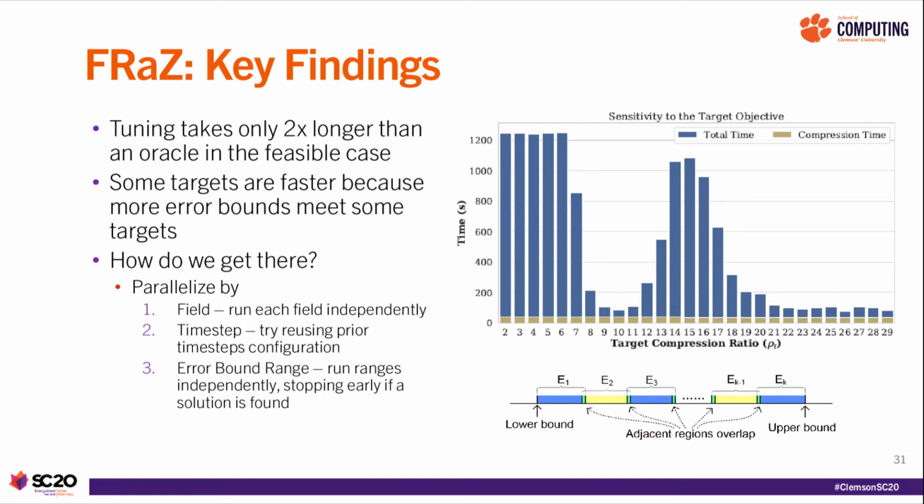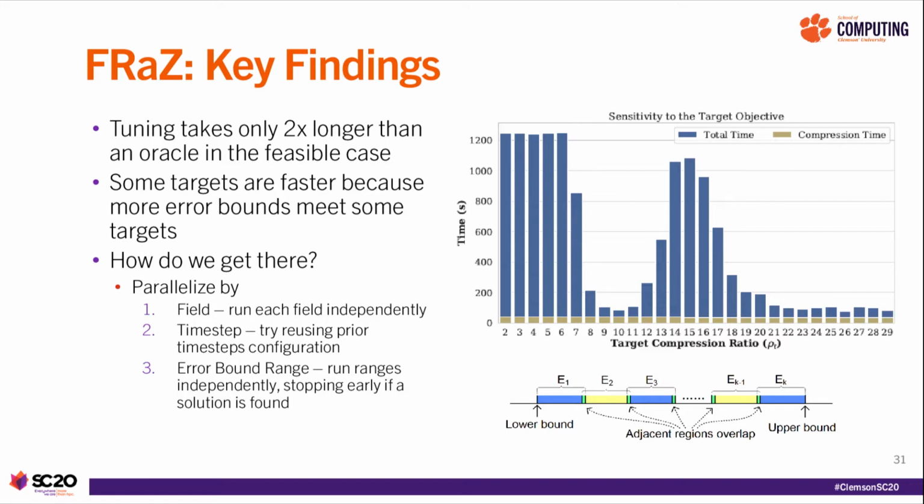And what we found is that the overhead is only 2 times what an oracle would take in the feasible case. If you look at the figure on the right, you can see that all of the feasible error bounds, that would be the error bounds of say 9 and 10, and then 21 and onward, are feasible error bounds with very low overhead relative to the time it takes to perform the compression. The remaining error bounds happen to be infeasible.